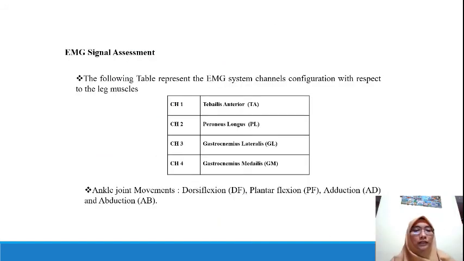Okay, these slides explain the EMG signal assessment. The following table represents the EMG system channel configuration with respect to the leg muscles. So only 4 channels will measure 4 muscles, and the ankle joint movement is divided into 4: dorsiflexion, plantar flexion, adduction, and also abduction. So this is the assessment that we need to do based on the ankle joint movement.